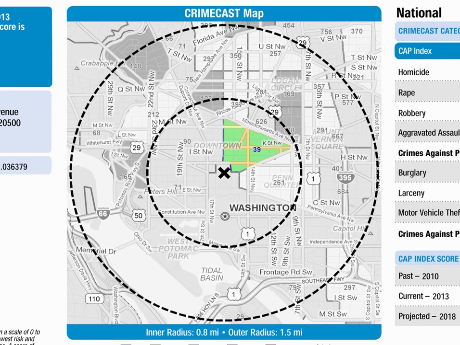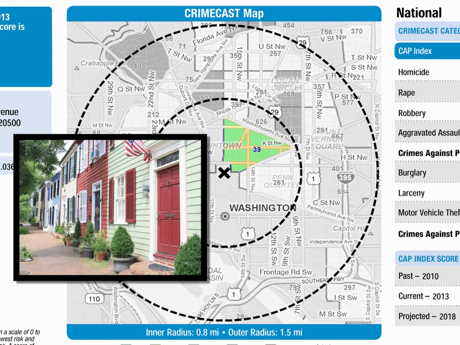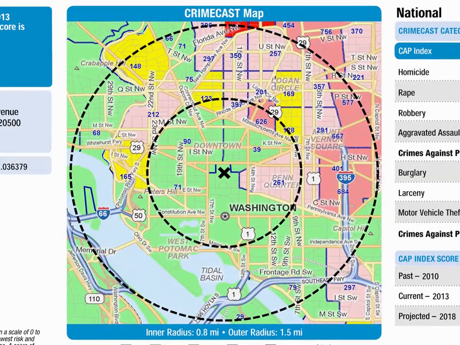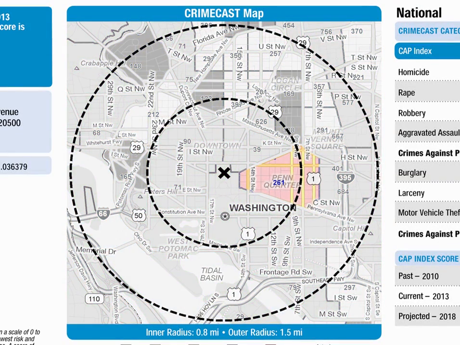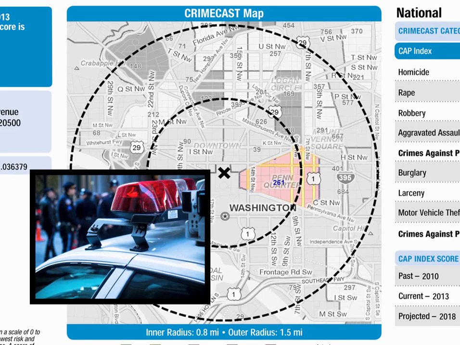At nearly 2/5 the national average score, this means that there is a relatively low proclivity for criminal activity emanating from this tract. Now, this pink tract has an above-average risk with a score of 261, just over 2.5 times the national average. We know from our data that there is a higher predisposition for crime emanating from this tract.